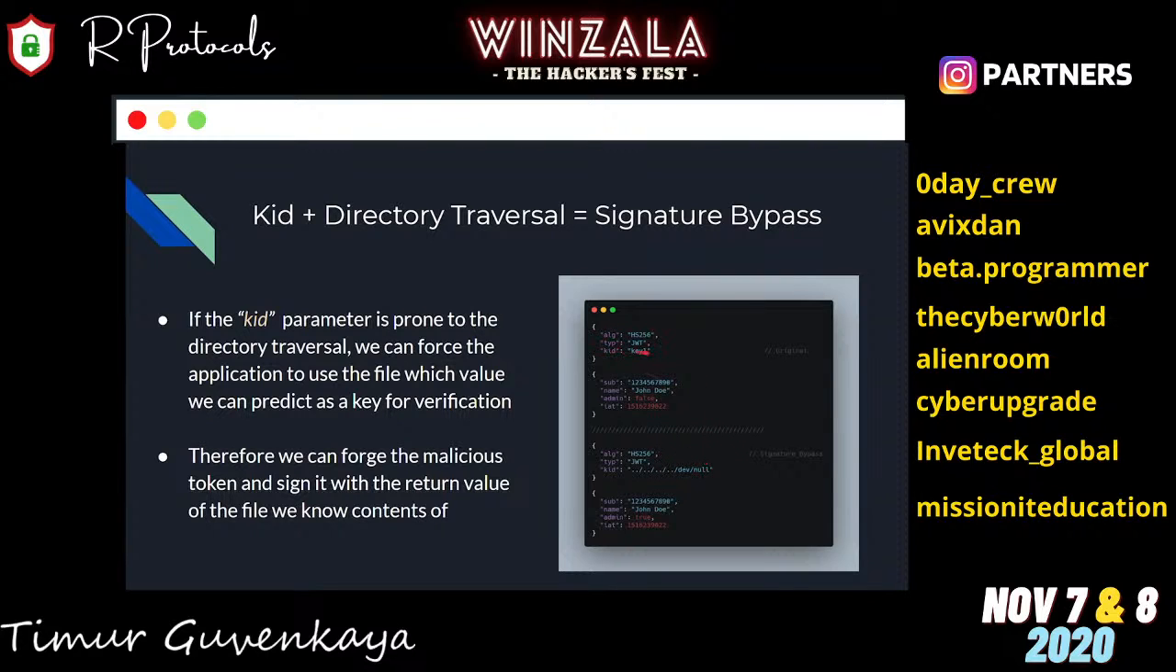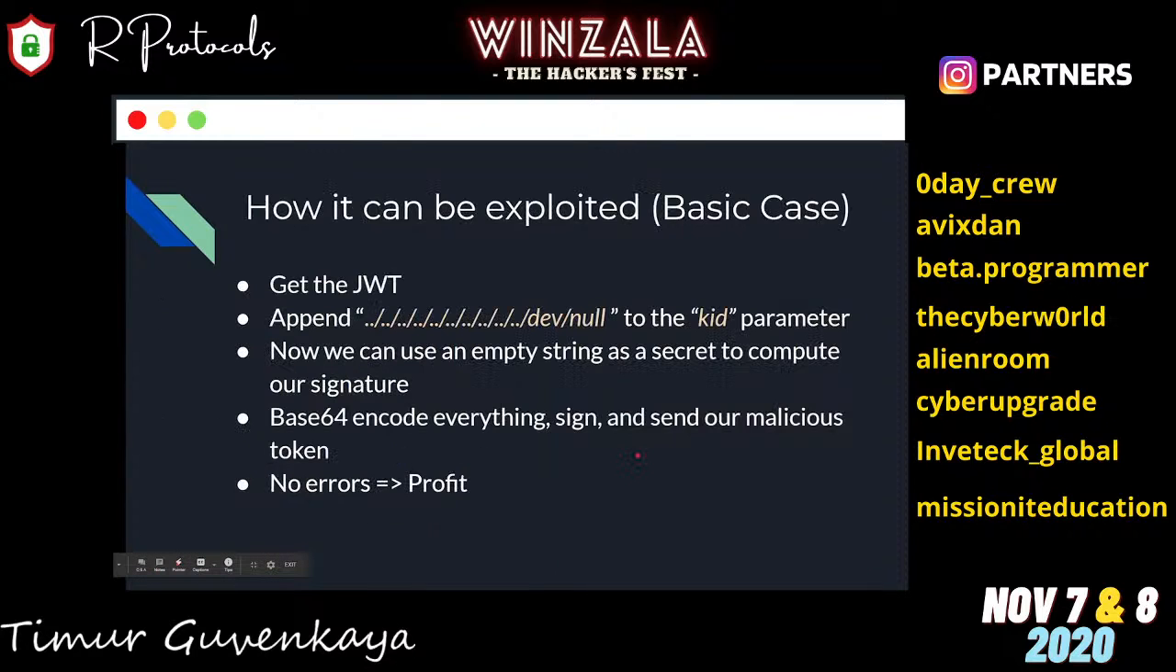Because we don't know the actual value of key one, but we know the value of devnull, which is an empty string. Then we can use an empty string to sign our malicious tokens, and we can do whatever we want. Again, we can change John Doe's privileges from admin false to admin true and make him an admin. That's the basic case. Actually, the next one is more advanced, but it might be more useful in my opinion.